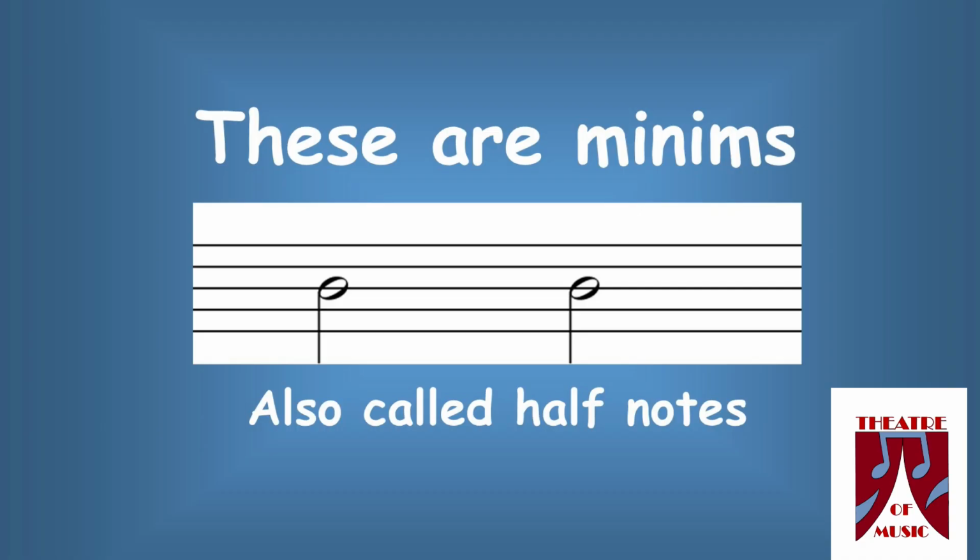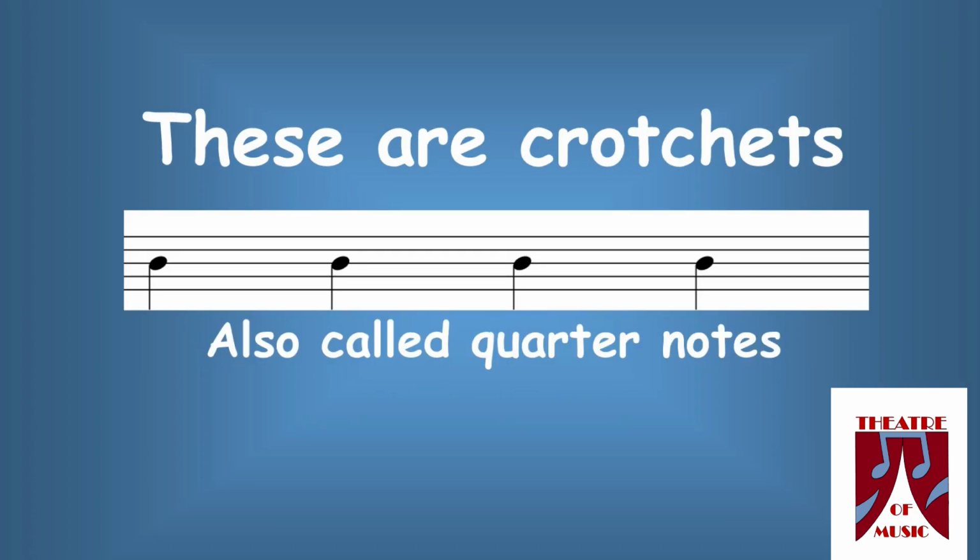So half of a semibreve is a minim or a half note, and it's worth half of a semibreve, so 2 beats. We draw the circle of the semibreve and we add a stick. Next, we have a crotchet or quarter note. Now, a crotchet is worth half of a minim or a quarter of a semibreve. It's worth 1 beat. And again, the more we draw, the shorter the note. So we draw the minim and then we colour it in this time. And that's what makes it a crotchet.